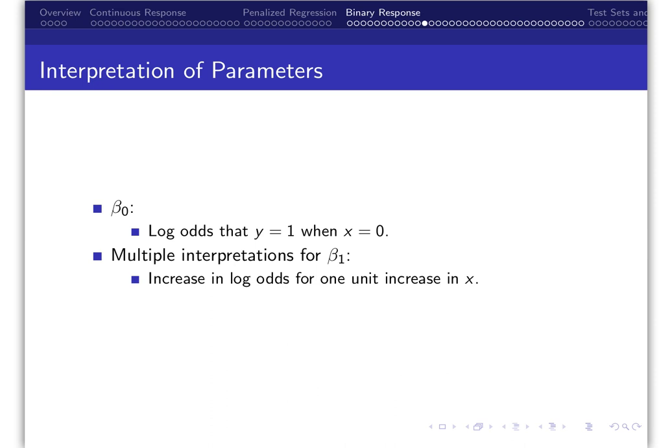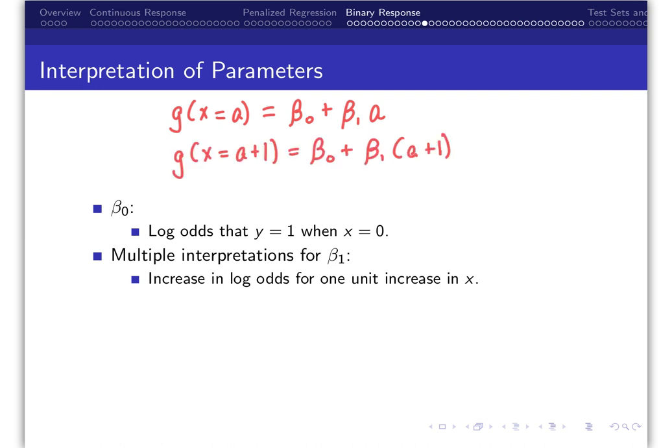We may be interested in interpreting the parameter estimates. Beta naught is the log odds that y equals 1 when x equals 0. For beta 1, it is the increase in the log odds for a 1-unit increase in x. Let's suppose we have a subject for whom x has a covariate value of a. Suppose we increase x by 1 unit. Now x equals a plus 1. So this is now our logit. Taking the difference between these two, we get beta 1. That is why we say that beta 1 is the log odds increase for a 1-unit increase in x.